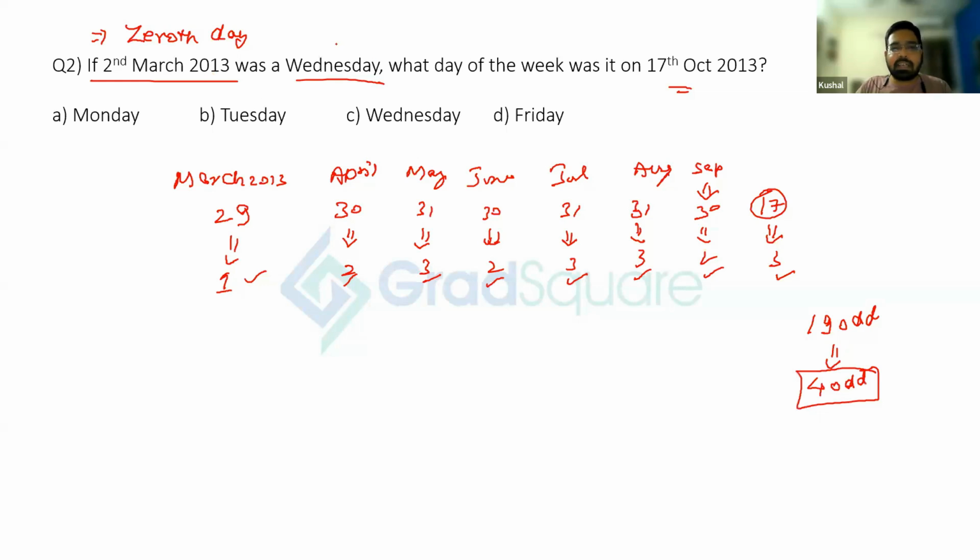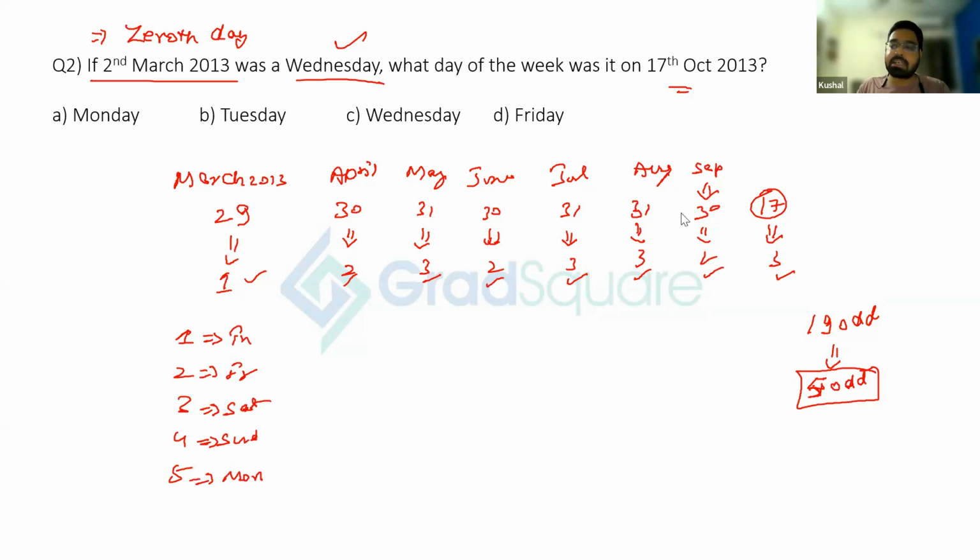Your 0th day was a Wednesday. Your 0th day was a Wednesday. So the first odd day will be what? Thursday, Friday, Saturday. And the fourth odd day should be a Sunday. Am I going wrong somewhere? This will have 5 odd days. Sorry. This will have 5 odd days. Fifth odd day will be a Monday. Clear with this? I hope all of us are clear.